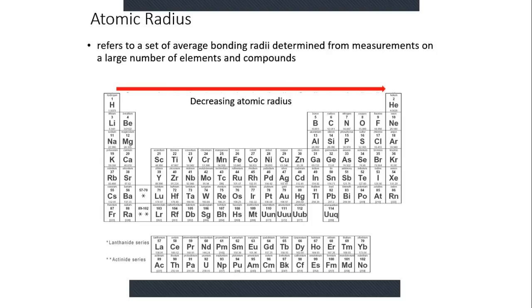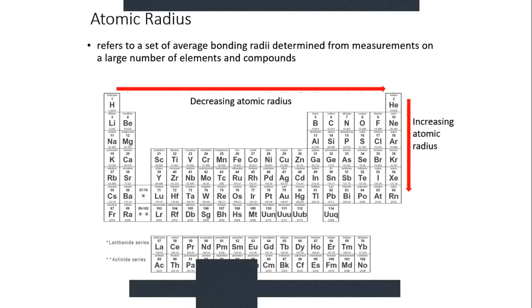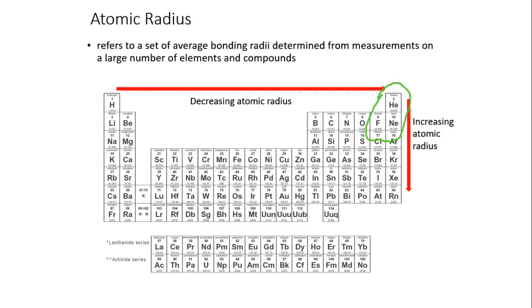And it increases down a group. So the elements like helium, neon, fluorine are some of the smallest elements. And then on the opposite end, cesium, francium, radium are some of the largest elements. So again, as we go left to right, atomic radius decreases, and as we go from top to bottom, atomic radius increases. And we'll talk about why in just a moment.